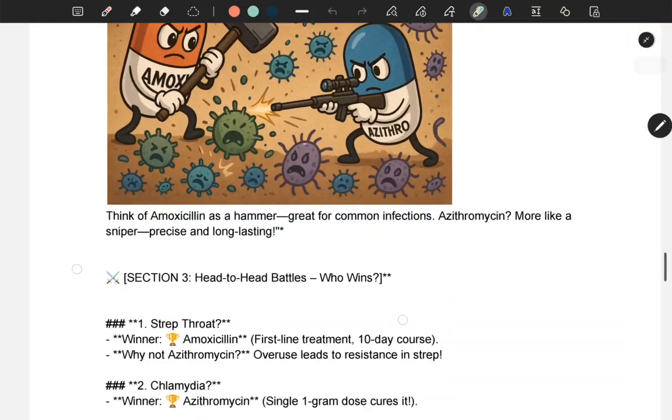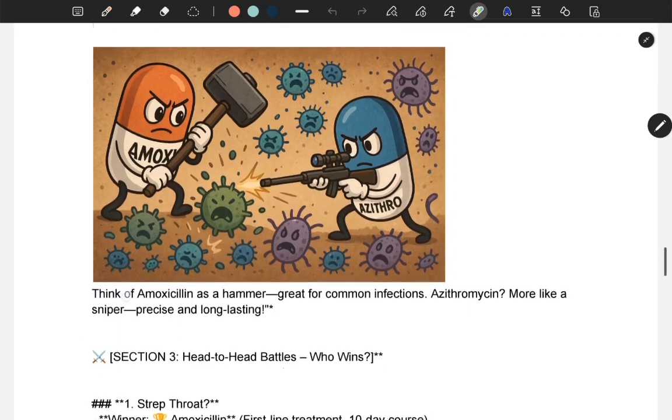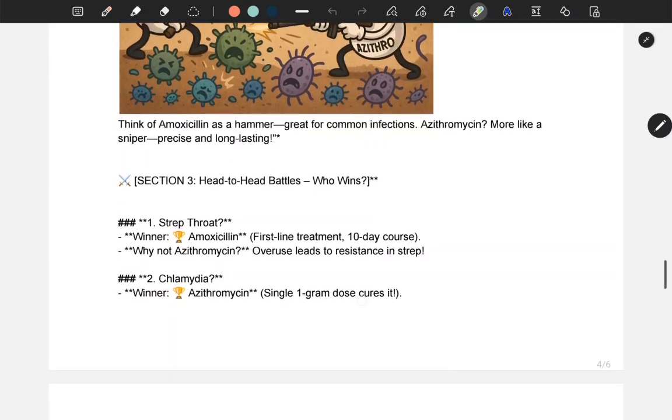Now we see, here is a comparison. You see amoxicillin is like a hammer and azithromycin is like a sniper, right? It's killing the atypical bacteria and it is killing the very common ones, like the gram positive ones. So head to head battles, who wins?